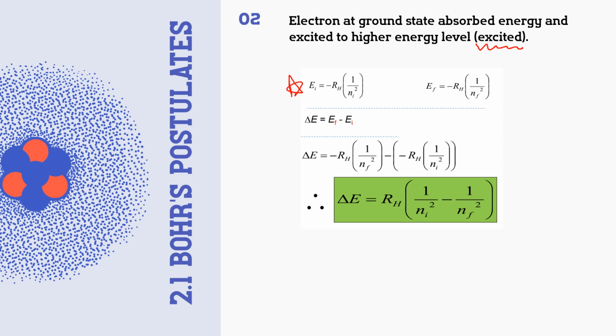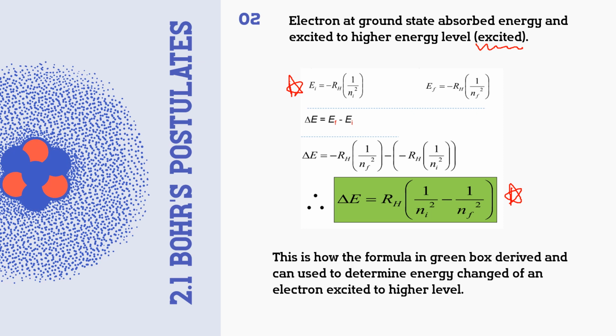Then we find the change of energy, where the formula in the green box is derived. I won't repeat the derivation as we already discussed it in the tutorial. Just for your information again, the formula in the green box can be used to determine the energy change of an electron excited from a lower energy level to a higher energy level.